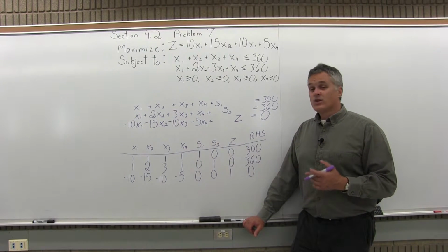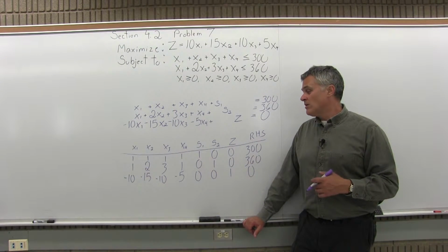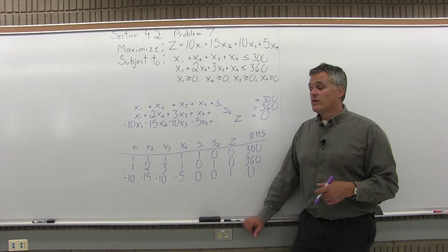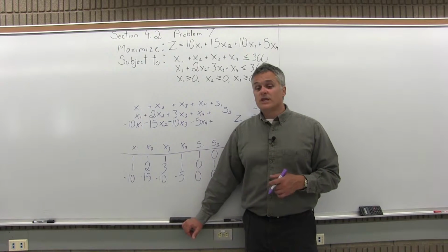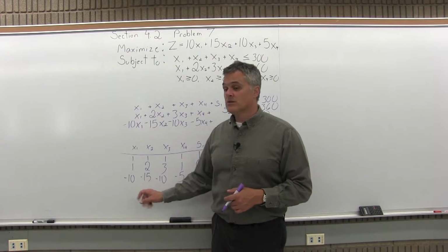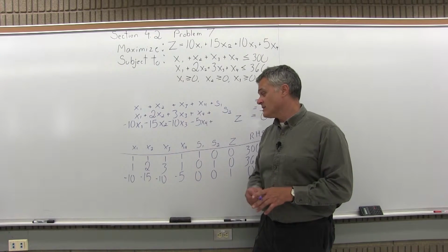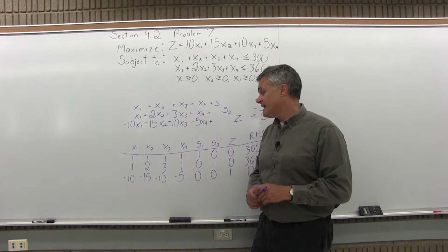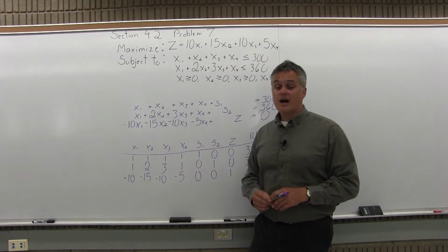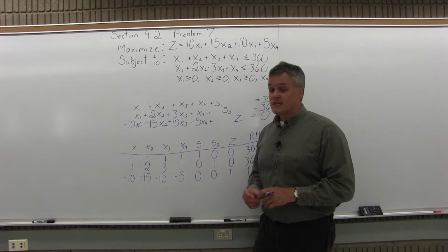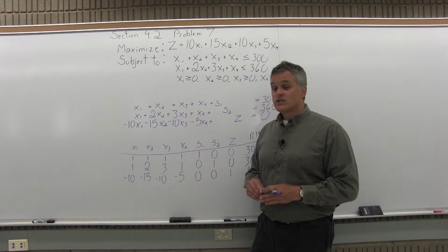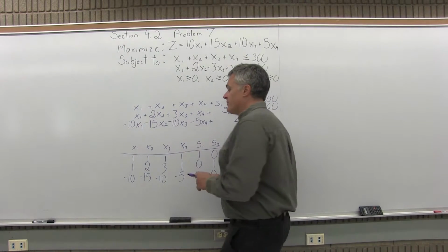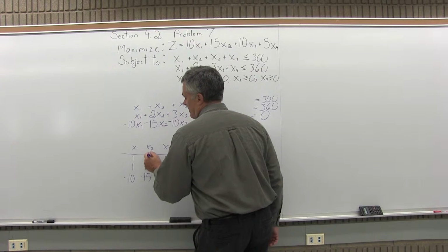Now I need to find the correct pivot and pivot this tableau and see if I have the maximum or if I have to pivot again. So to find the pivot, what I need to do is find the most negative value in the bottom row. So I have several negative values in the bottom row. I have negative 10, negative 15, negative 10 again, and negative 5. Well, of those choices, negative 15 is the most negative. The negative 15 occurs in the x2 column. So the x2 column is going to be my pivot column.